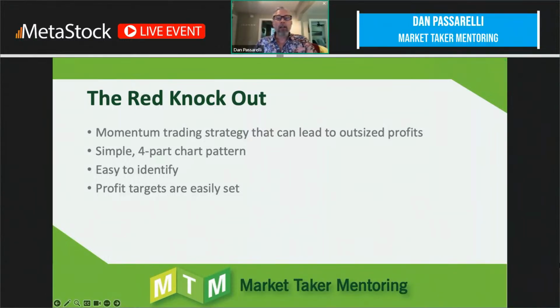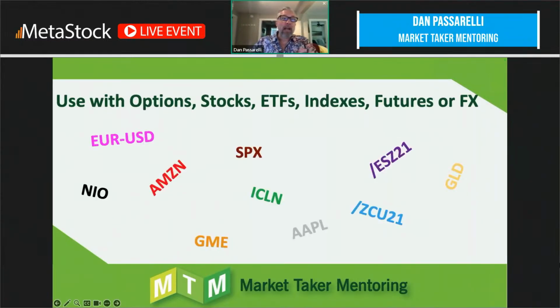I call the first iteration of this the red knockout. It's a momentum trading strategy that can lead to outsized profits. It's a simple 4-part chart pattern that's very, very easy to identify. The profit targets are easily set, and you can use it with options, stocks, ETFs, indexes, futures, or even Forex.